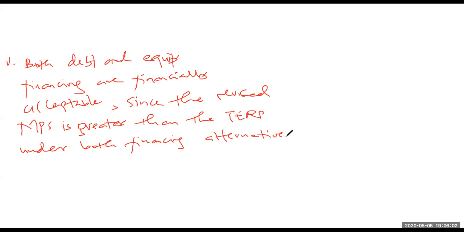Why? Because the price in both methods is greater than the theoretical ex-rights share price. Okay, I agree. That's a good method. Maybe you can also have a discussion regarding their earnings per share. What was the earnings per share before, and what was the earnings per share after, under both methods? So you compare what the earnings per share was under the old method and under the new method.